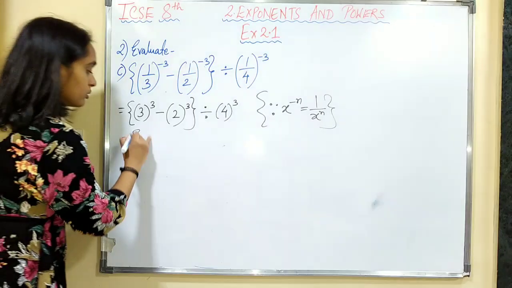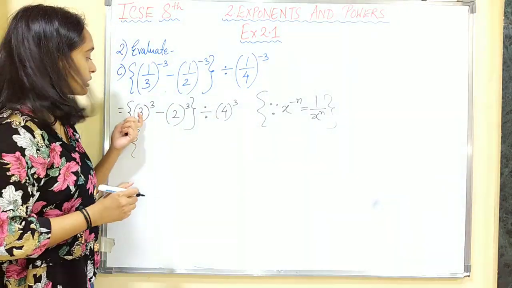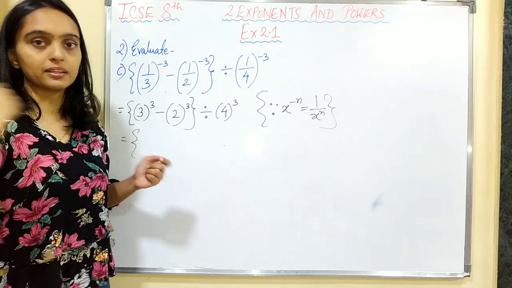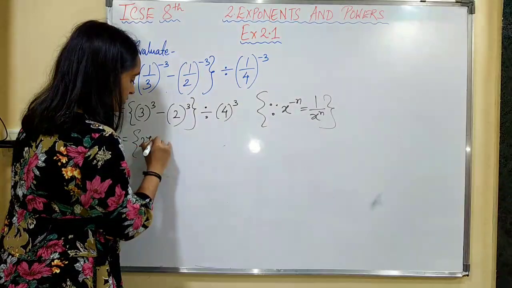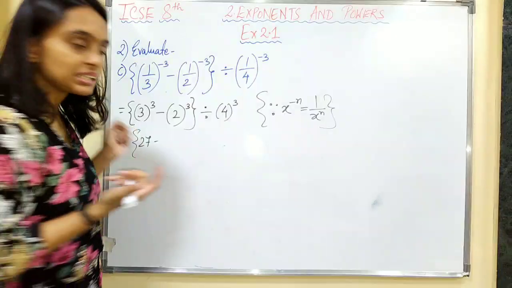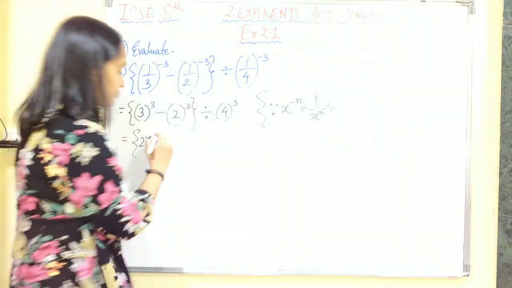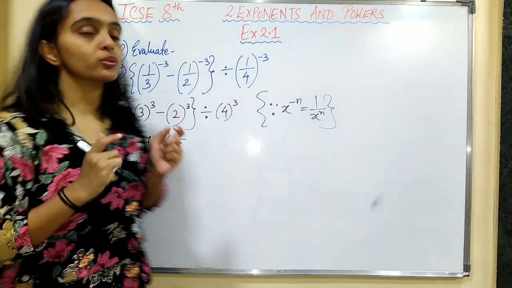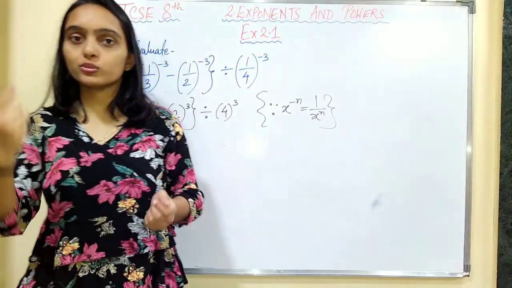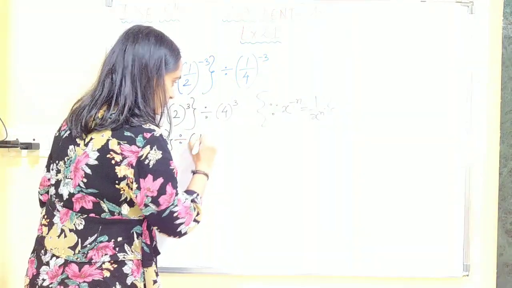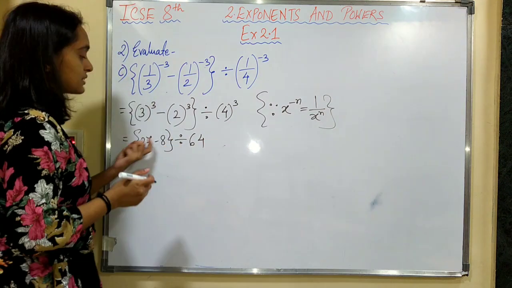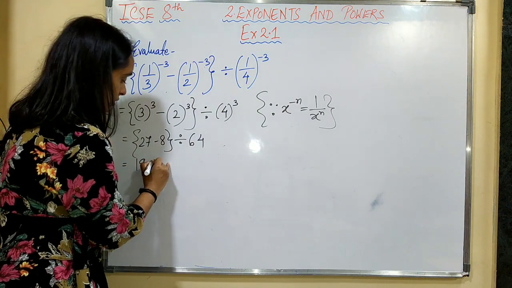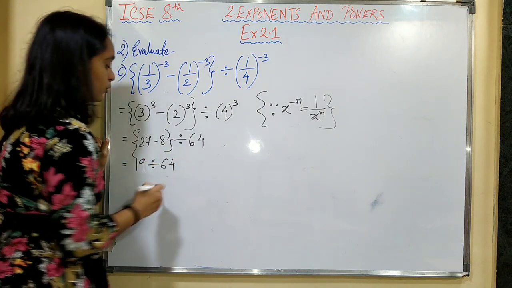Okay. Now we will solve this. 3 cube means 3 multiplied by 3 multiplied by 3. So 3 3s are 9, 9 3s are 27. So 27, and 2 cube. 2 cube is 8. 2 2s are 4, 4 2s are 8. Divided by 4 cube. So 4 cube is 4 4s are 16, 16 4s are 64. Now subtracting, this will give you 27 minus 8 is 19 divided by 64.